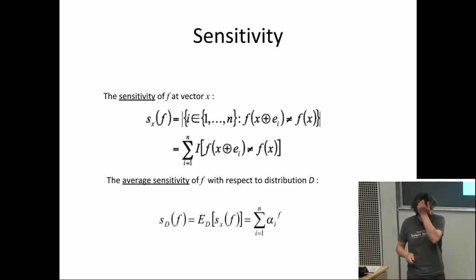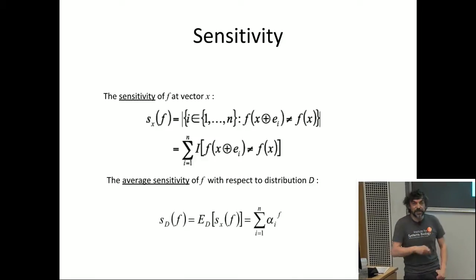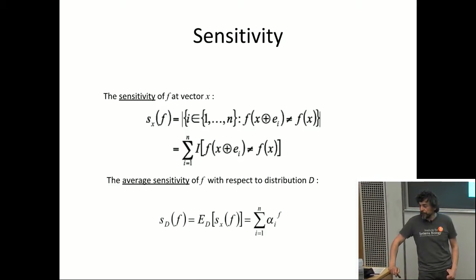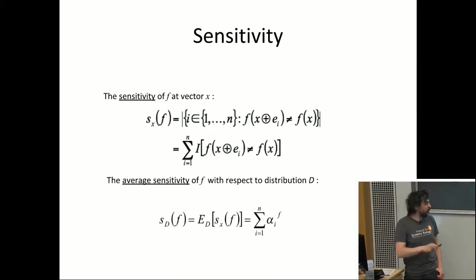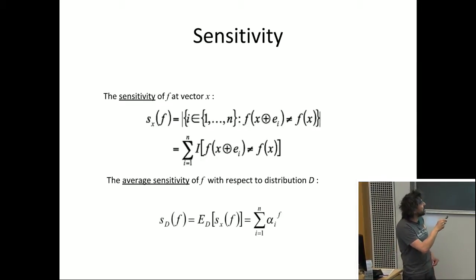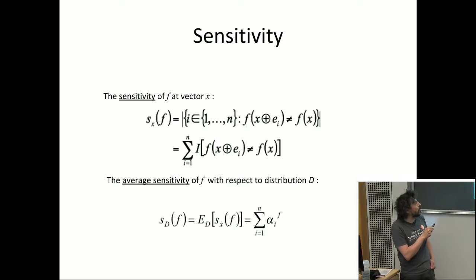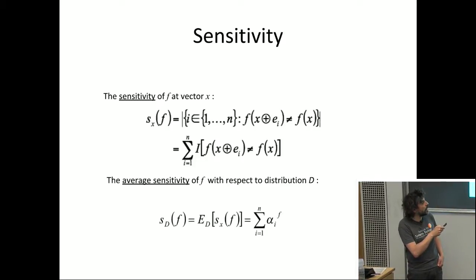Now, we're ready to define the Lyapunov exponent. The Lyapunov exponent, also known as the sensitivity in this Boolean world, is simply, well, first let me define the sensitivity and then you'll see the punchline. The sensitivity is defined as follows. The sensitivity on a vector x of the function f is over all of the Hamming neighbors of vector x. So here's what that means. x plus the unit vector e_i.